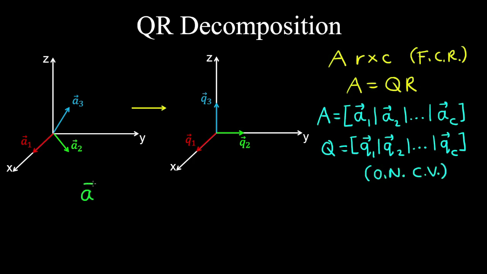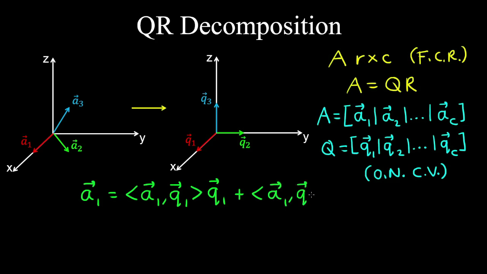So A1 can be written as the inner product between A1 and Q1 in the direction of Q1, plus the inner product between A1 and Q2 in the direction of Q2, and so on up to the inner product between A1 and QC in the direction of QC.